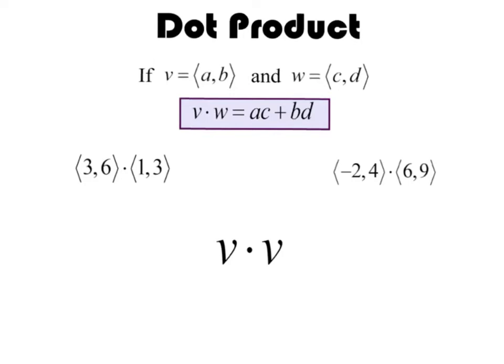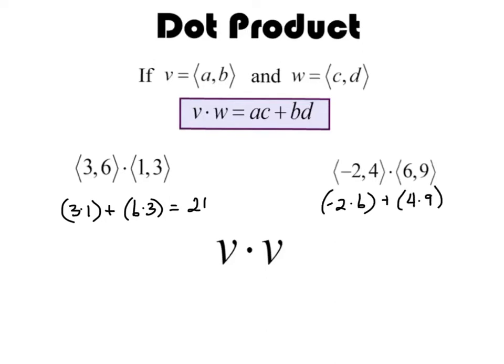This first one would be 3 times 1 plus 6 times 3. So 3 plus 18, so the dot product is 21. This one would be negative 2 times 6 plus 4 times 9. So negative 12 plus 36, we have a dot product of 24.